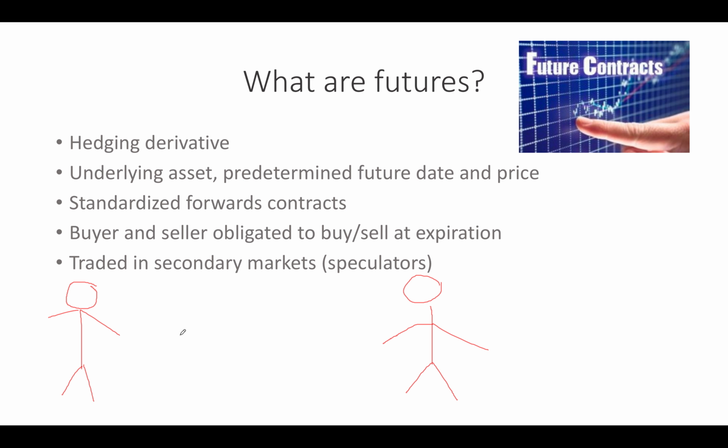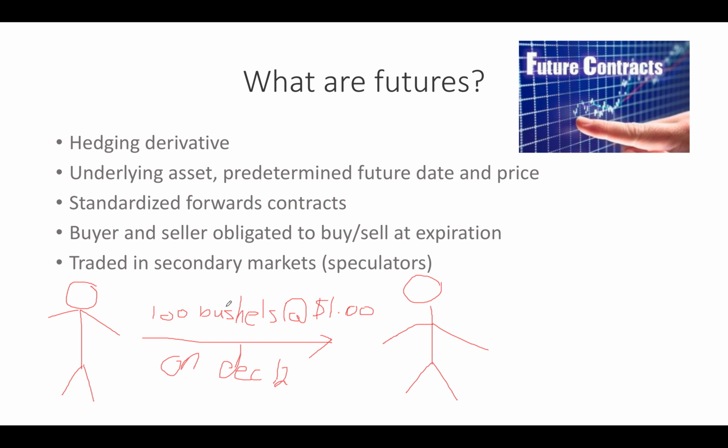So these two, what they do, they put forward a futures contract. They write a futures contract saying 100 bushels at $1 per bushel on December 12th, right? So what they did, they've locked in the price and the date.